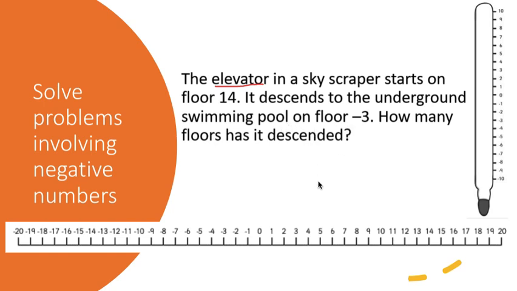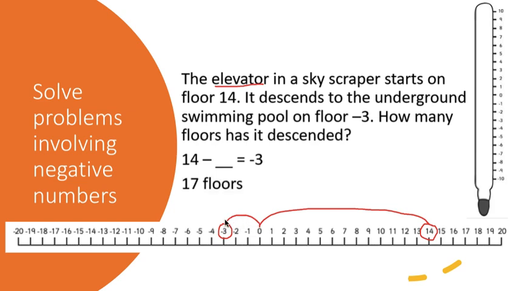How many floors has it descended? Okay, let's start on 14, and we're going to go down to -3. Can you figure it out? So we start on 14. We can count back 14 first of all to get us to 0. Then we need to count back another 3. So it's 14, 15, 16, 17. Altogether, the elevator's gone down 17 floors.